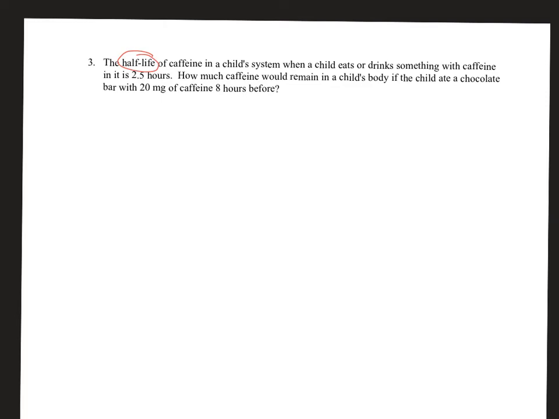It says, how much caffeine would remain in the child's body if the child ate a chocolate bar with 20 milligrams of caffeine in it. So if I said that this was like time equals 0, and at that time, let's say our amount was 20 milligrams, then what half-life says is how long does it take to get to half? So in this time period, since the half-life is described as 2.5 hours, then after 2.5 hours, our population would drop to half.